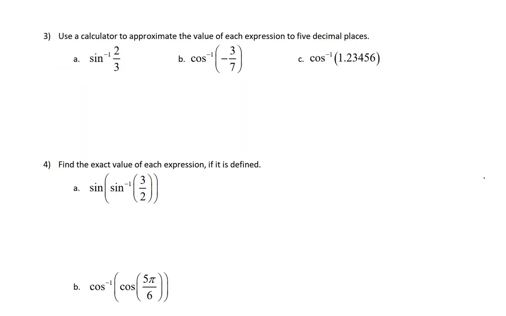All right, let's keep working through some examples. In this next set, we're going to use a calculator to approximate the value of each expression to 5 decimal places. All right, so we're using a calculator here by request or instruction. And we have 3 of these expressions. The first one says sine inverse of 2/3.